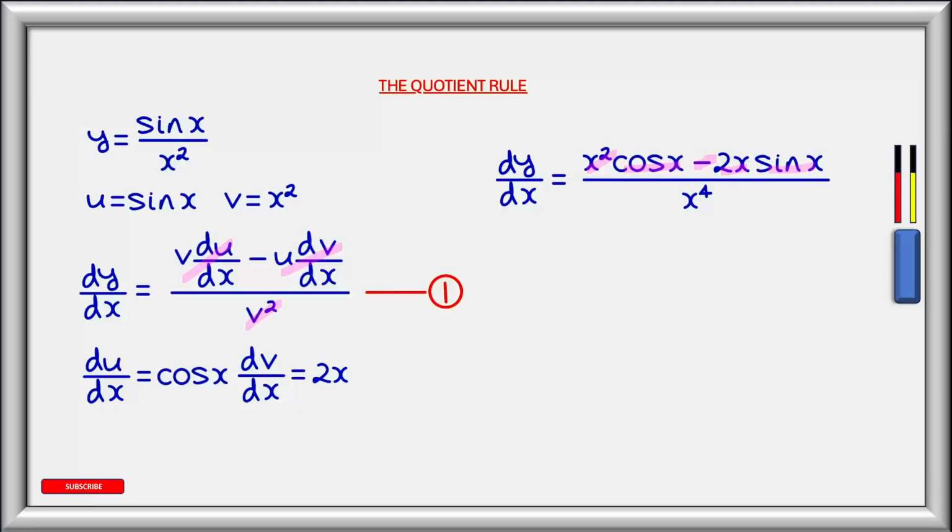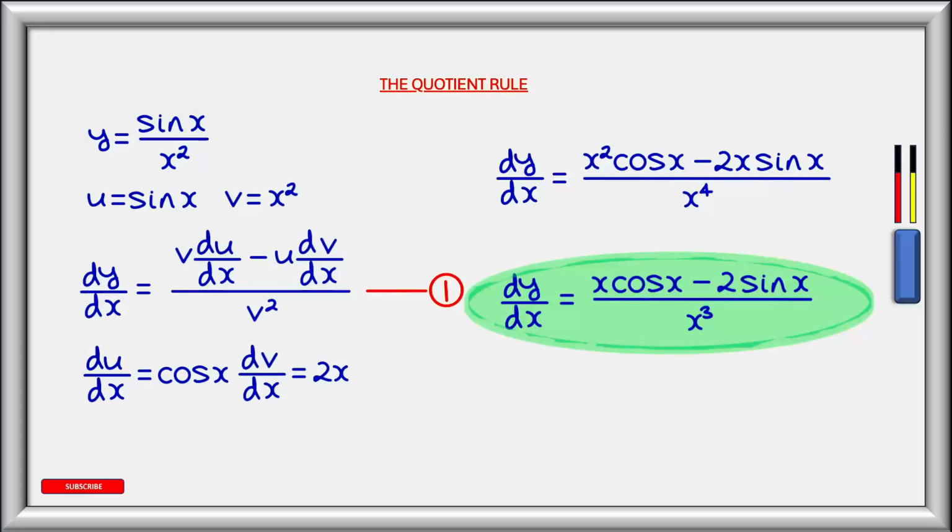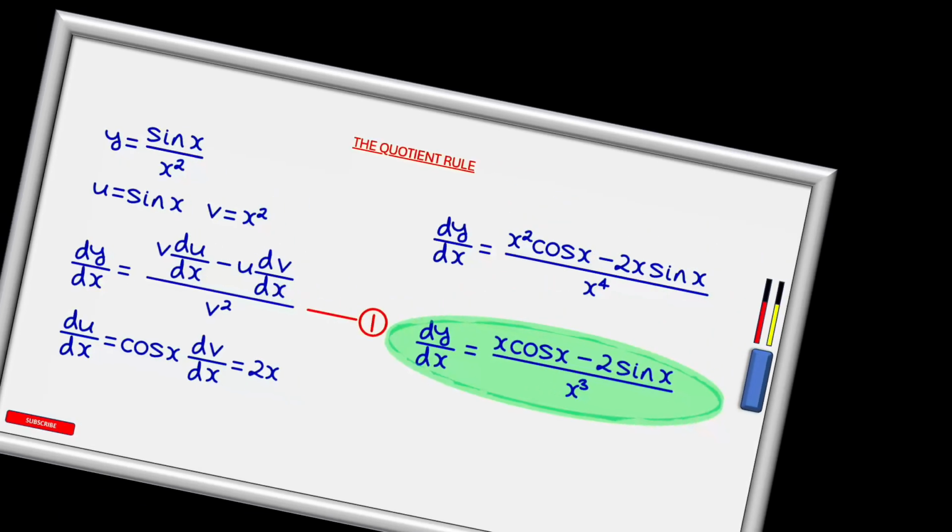And v squared is x squared squared, and this is equal to x raised to the power of 4. And this expression simplifies to give us our final result, where the derivative of y with respect to x is equal to x cos x minus 2 sine x, all divided by x to the power of 3.